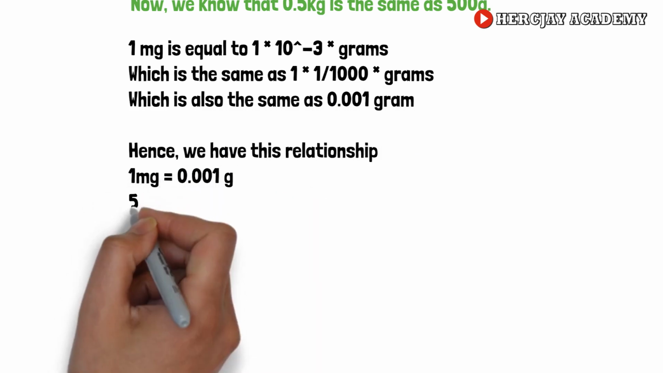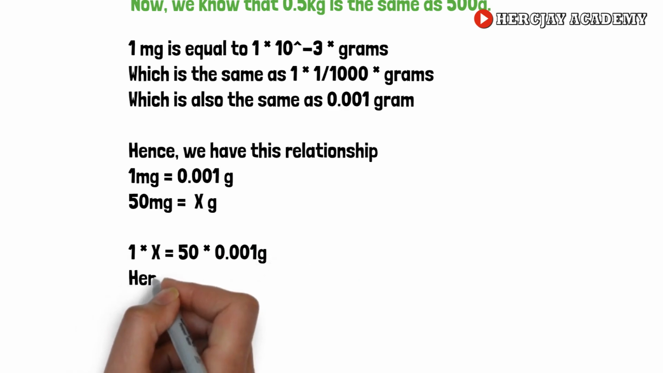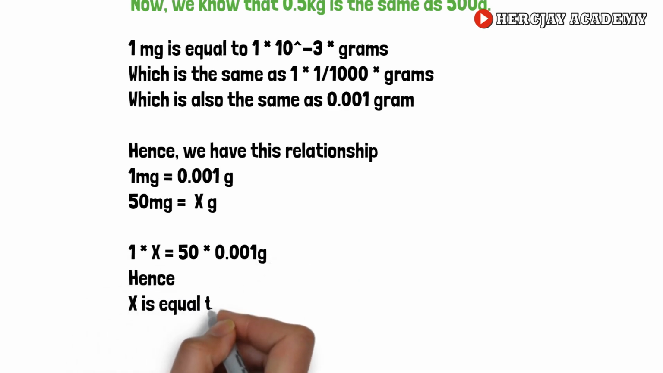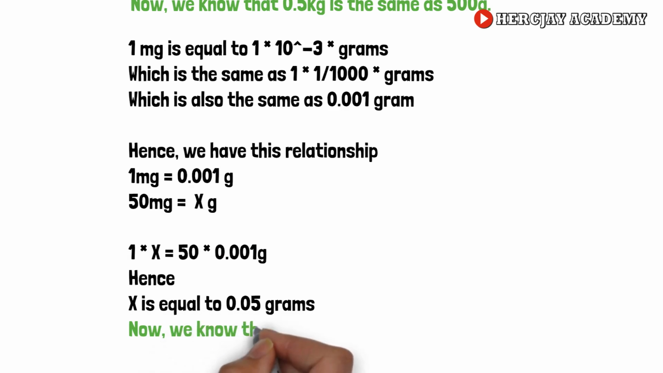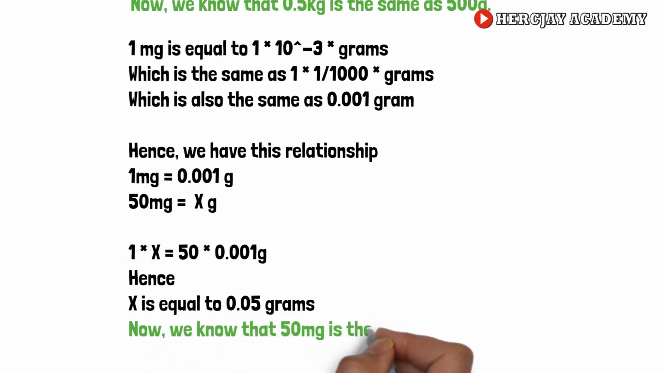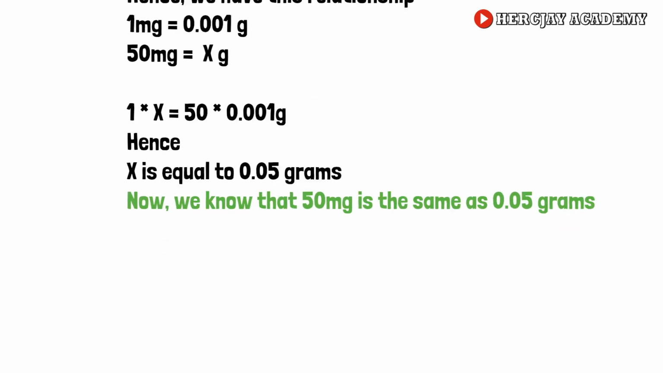Therefore, 50 milligrams will be equal to how many grams? Let's call that x. Now, we cross multiply to have that 1 times x is equal to 50 times 0.001 gram. Hence, x is equal to 0.05 grams. Now, we know that 50 milligrams is the same as 0.05 grams. Finally, let's convert the last value, which is 2.5 decigrams.